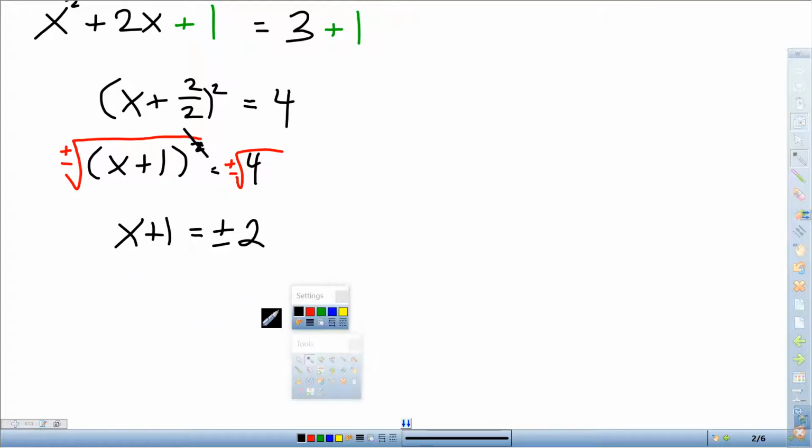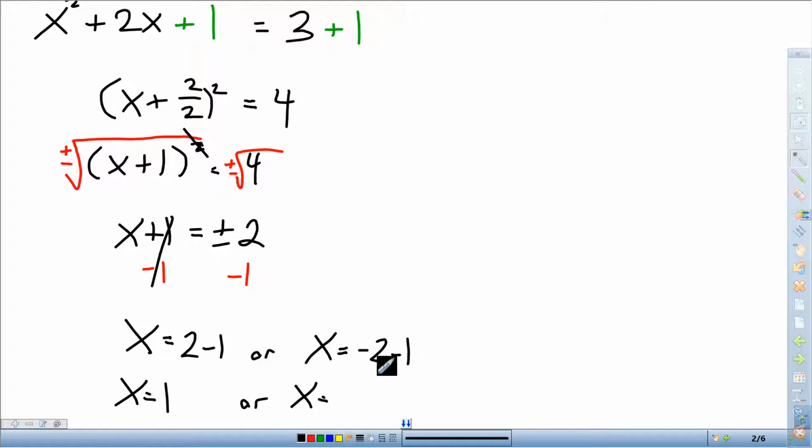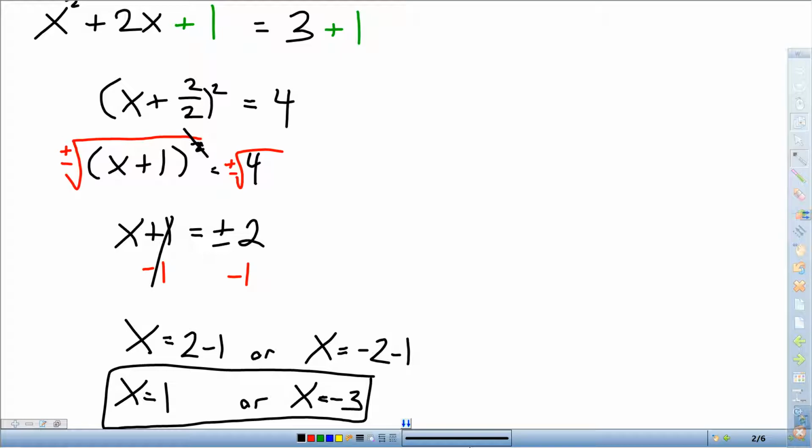Last thing is solving this. So here's what we got. If I subtract 1 from both sides, we would get x equals, and we need to do these individually. So we have a positive 2 minus 1, and then we also have a negative 2 minus 1. I'm going to write those as two separate things, and technically it would be an or between. So 2 minus 1 is 1, or negative 2 minus 1 is negative 3. And there are our two answers to our quadratic equation.